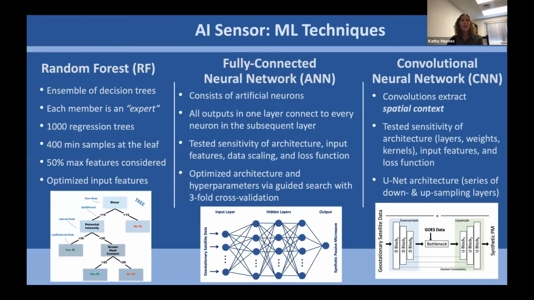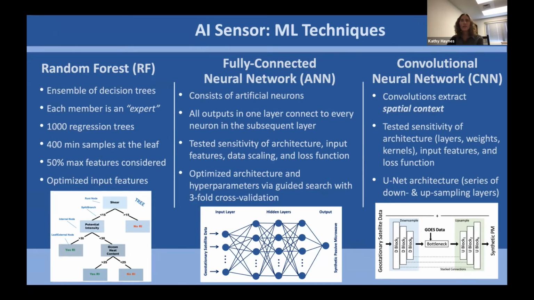Now onto our AI sensor, we used 3 different machine learning techniques. The first was a random forest where we used 1,000 regression trees, and we optimized the input features in addition to the hyperparameters. The next was a fully connected neural network, and here we tested the sensitivity of architecture, input features, data scaling, and loss function in order to obtain our optimal neural network. We optimized these architecture and hyperparameters via a guided search with 3-fold cross-validation.